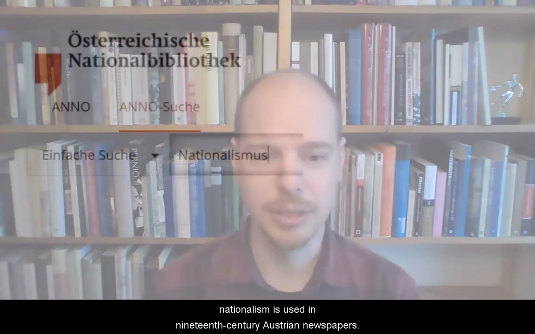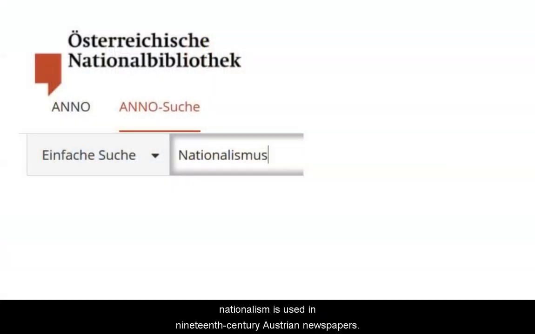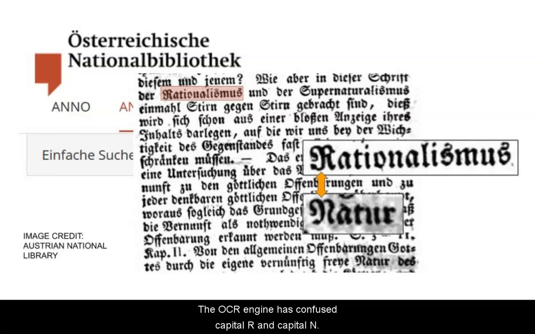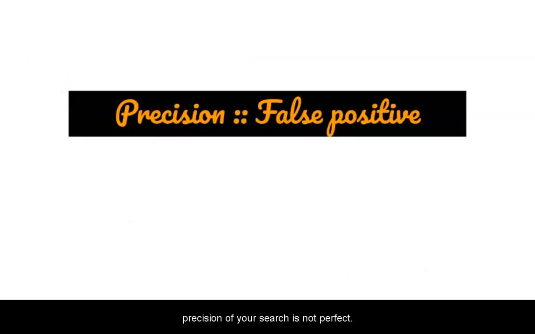Say that you wanted to find instances in which the word nationalism is used in 19th century Austrian newspapers. You enter the word and do a search. It will give you plenty of interesting hits, but at closer inspection, you see the early hits are not for nationalism, but rationalism. The OCR engine has confused capital R and capital N. This is called a false positive, and it means that the precision of your search is not perfect.